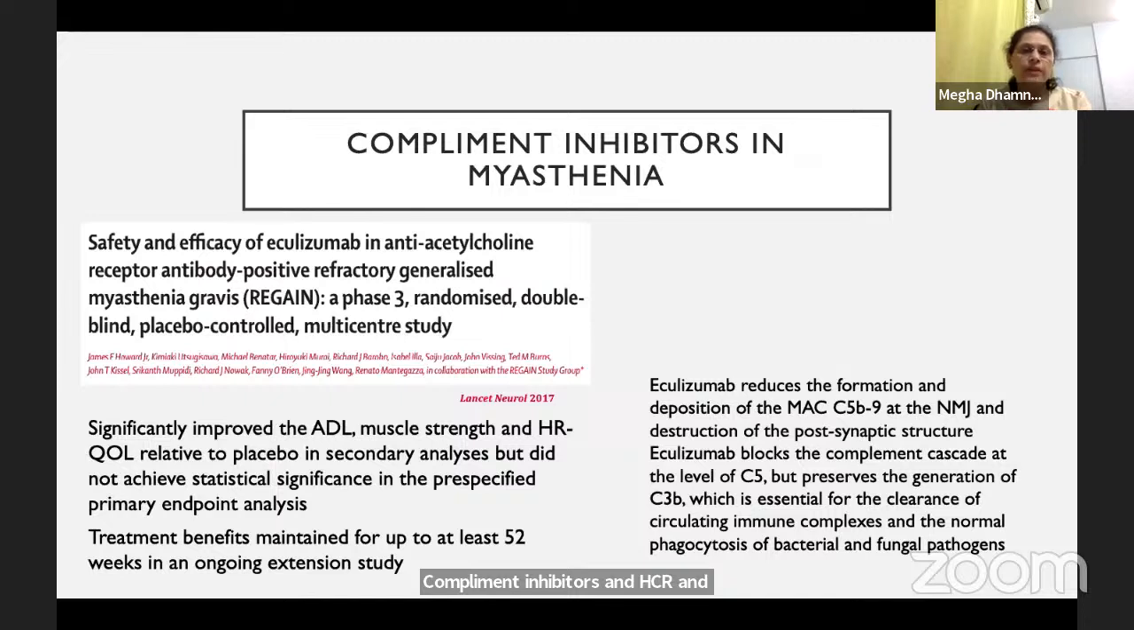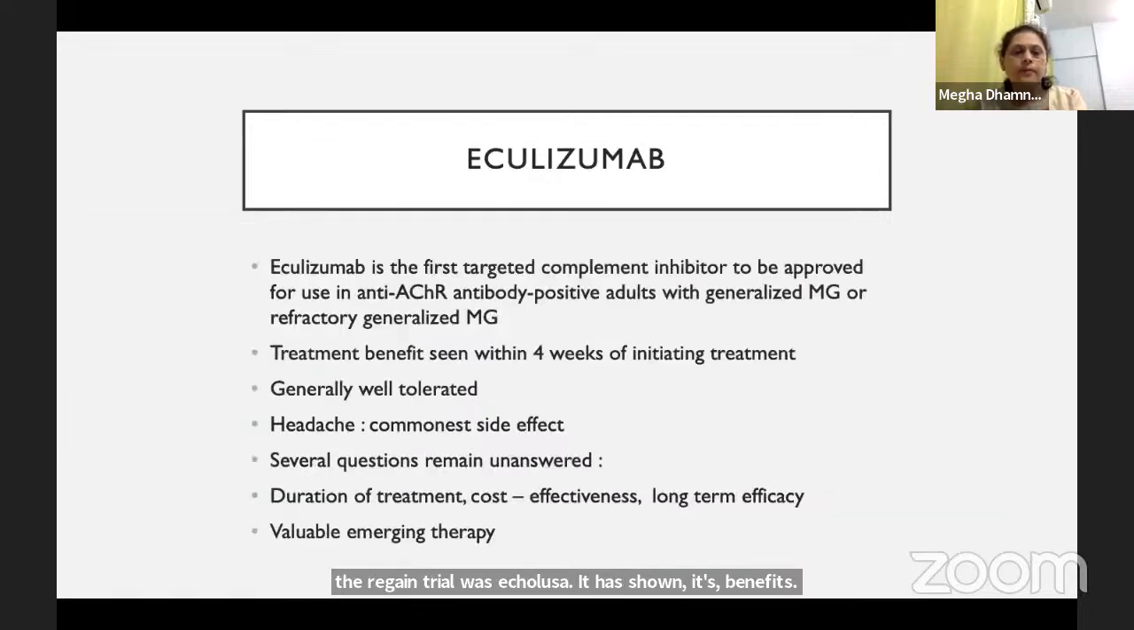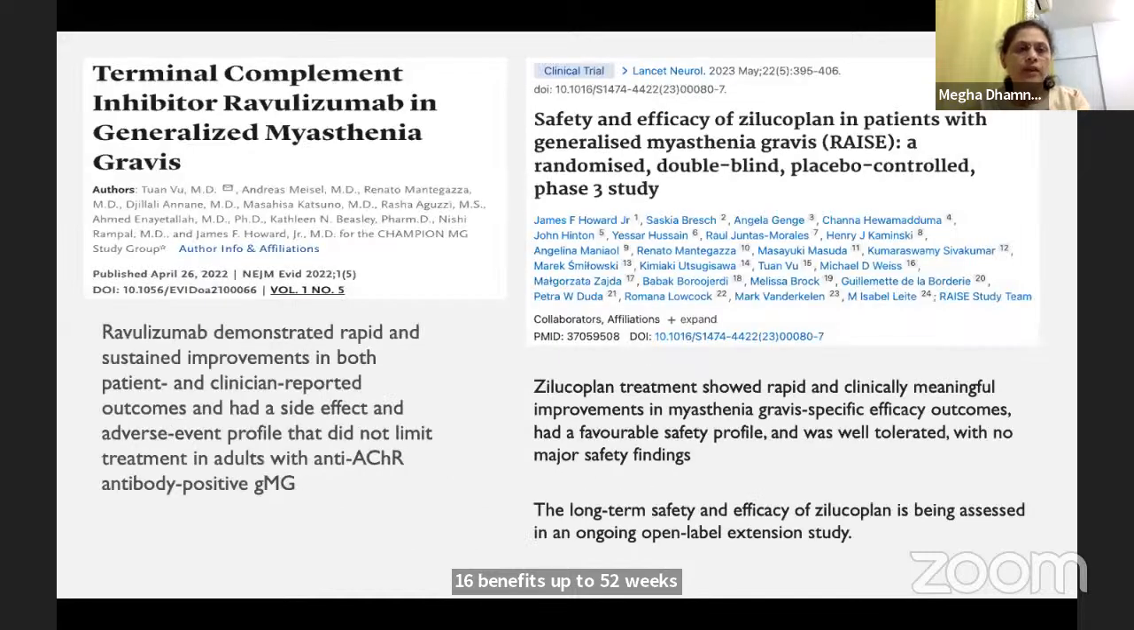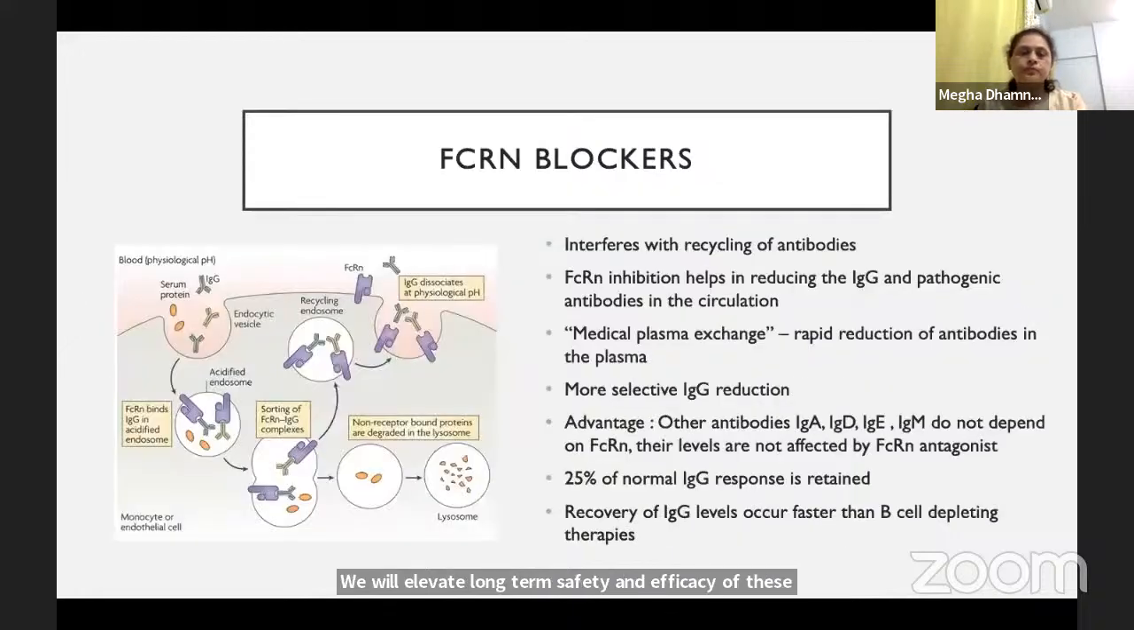The first complement inhibitor which was approved after the REGAIN trial was eculizumab. It has shown its benefits and sustained benefits up to 52 weeks with very minimal side effects. Subsequently, ravulizumab and zilucoplan have been tested in clinical trials. I think we will await long-term safety and efficacy of these agents.